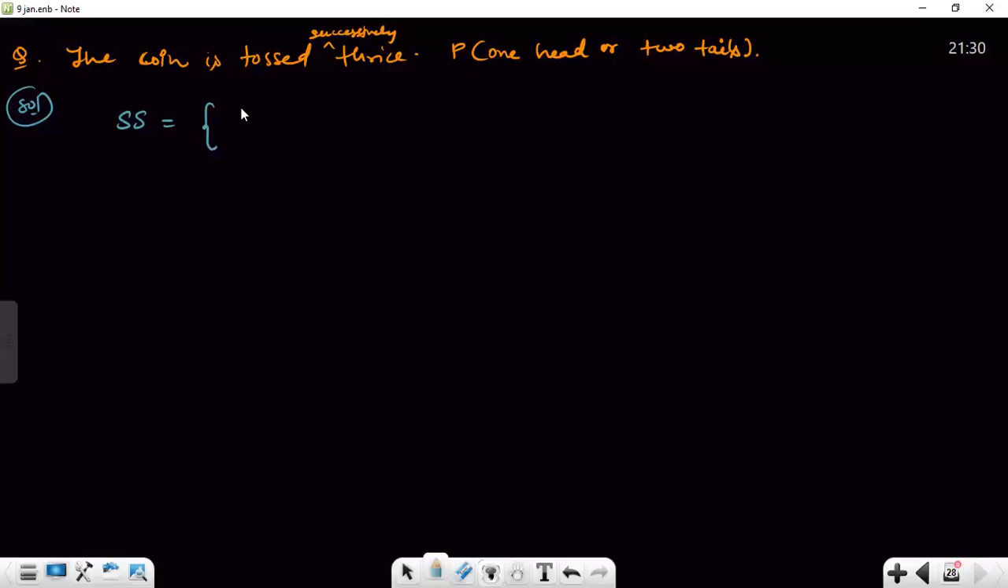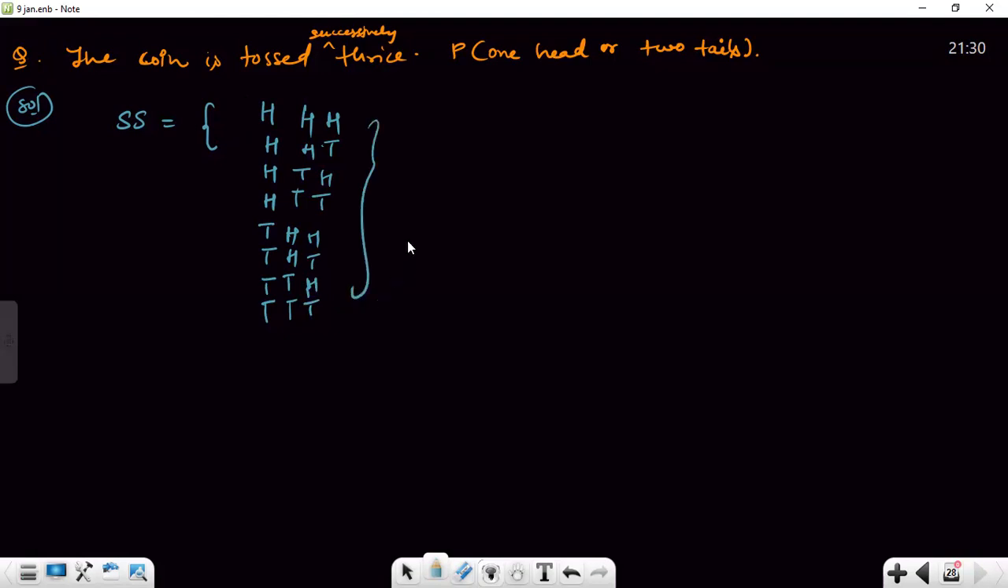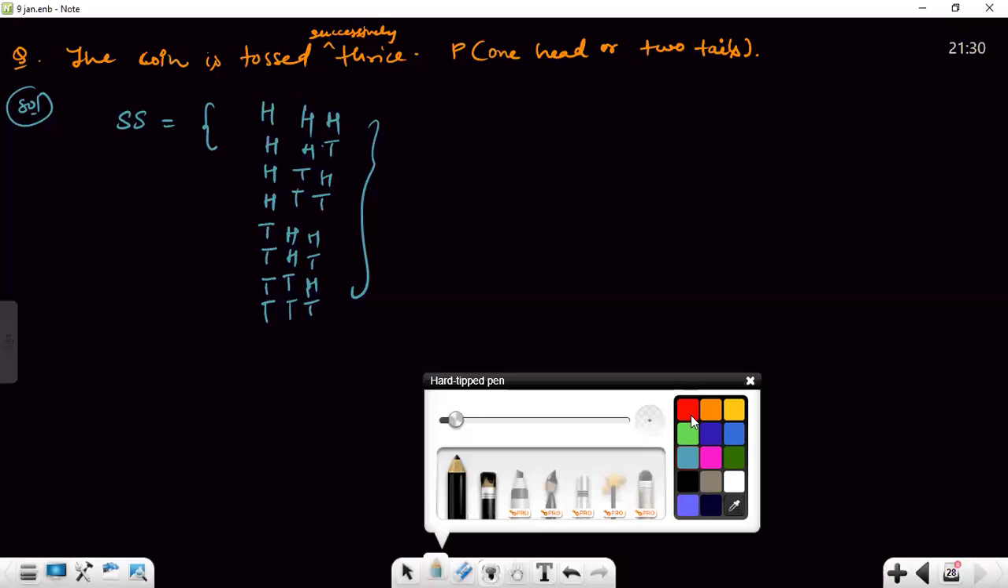So the coin is tossed thrice. Of course, there will be 8 outcomes. We'll write H, H, H 4 times, tail, tail, tail 4 times; head, head 2 times, tails, tails 2 times; head, head 2 times, tail, tail 2 times; head, tail, head, tail, head, tail, head, tail. These are 8 outcomes. We wanted one head or two tails in every case.